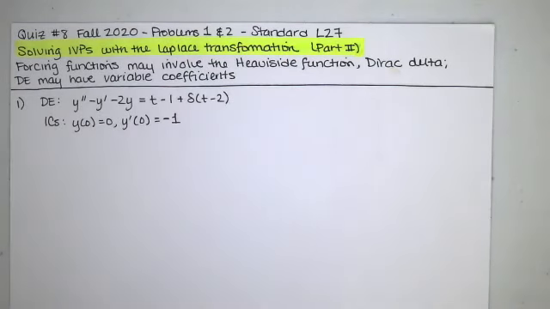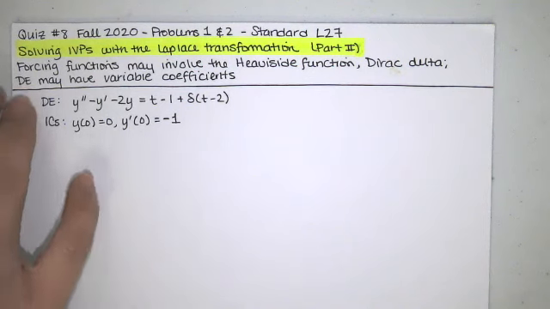In this video, we solve problems 1 and 2 from quiz number 8 from the fall 2020 semester. This covers standard L27, which is about solving initial value problems with the Laplace transformation. This is the second standard covering solving initial value problems with the Laplace transformation. And these particular initial value problems have these characteristics.